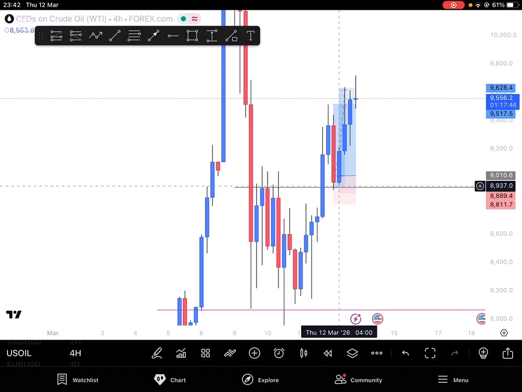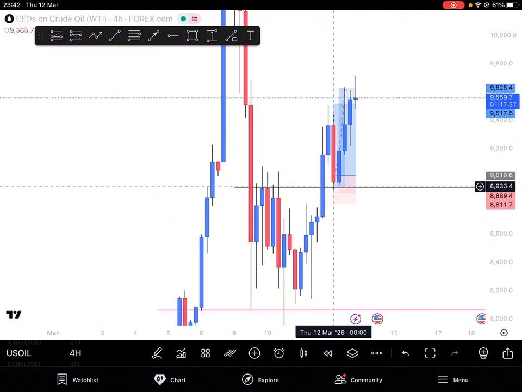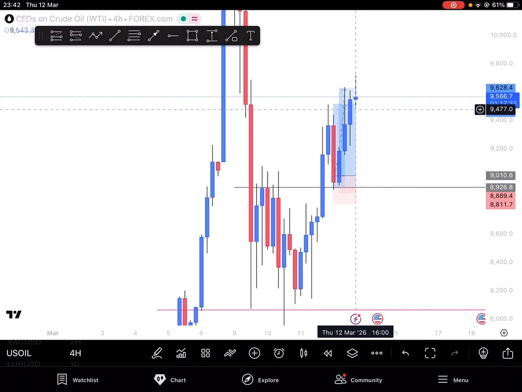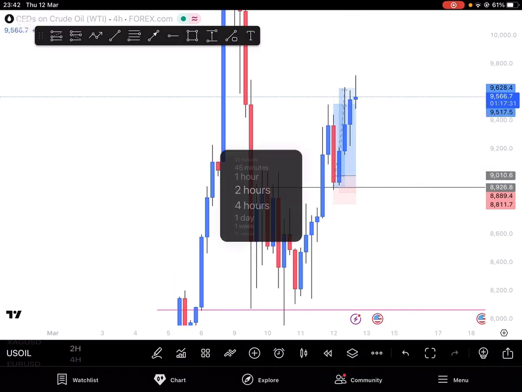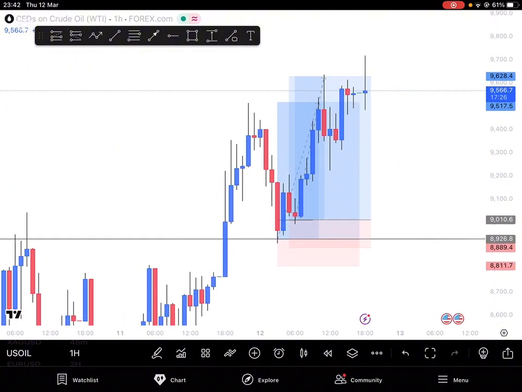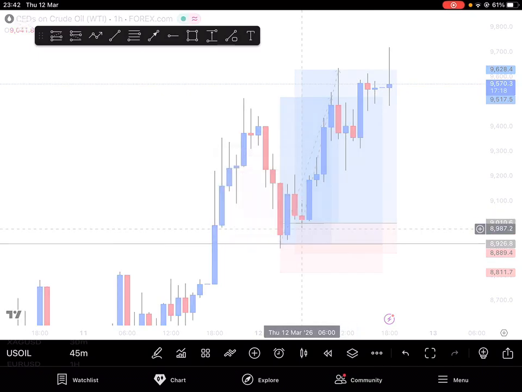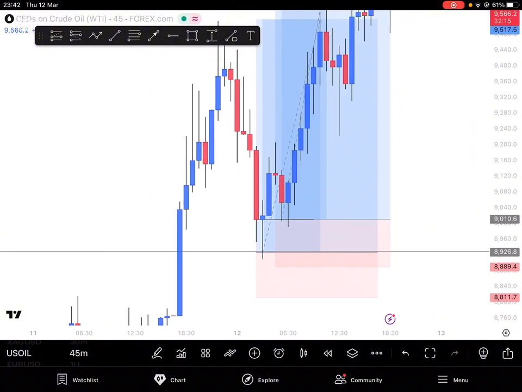So this is the first entry over here. Liquidity has been taken. Imbalance has been rebalanced. So the two primary purposes of market have been filled already. So this is the first entry, and then I have another entry over here on 1 hour. You can see. I think it was on 45 minutes. Yeah, it's on 45 minutes.